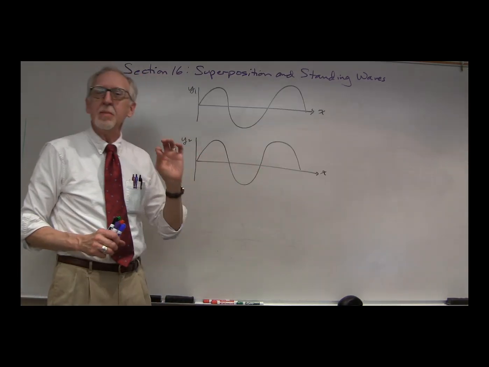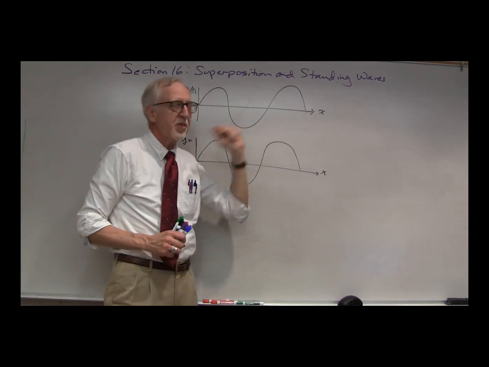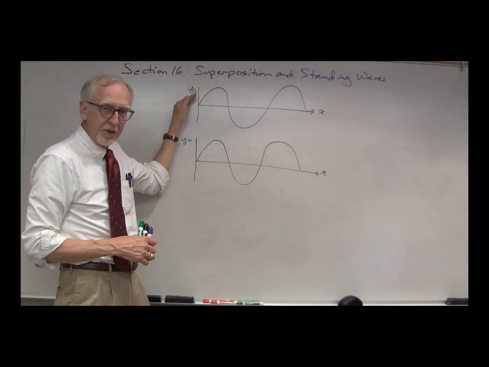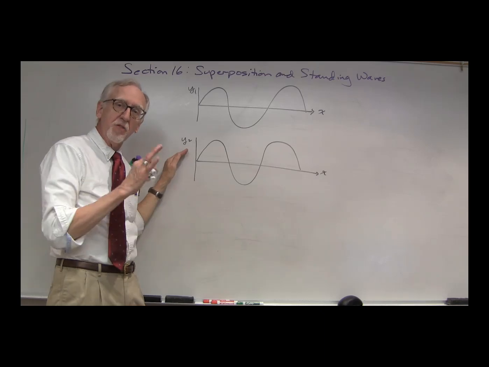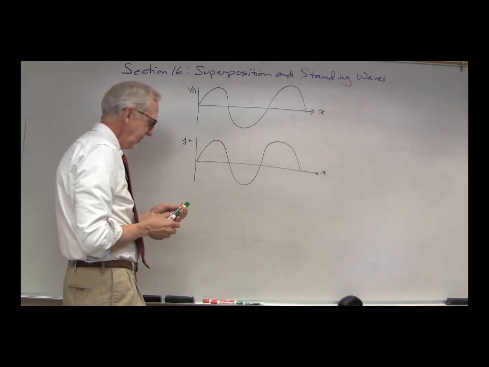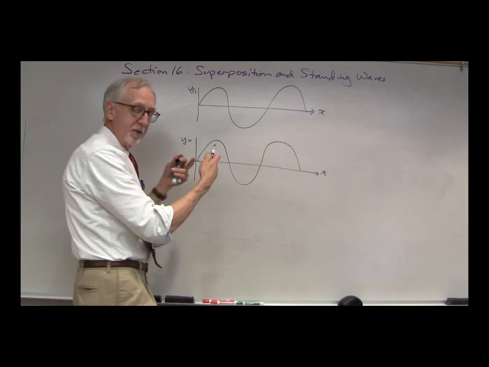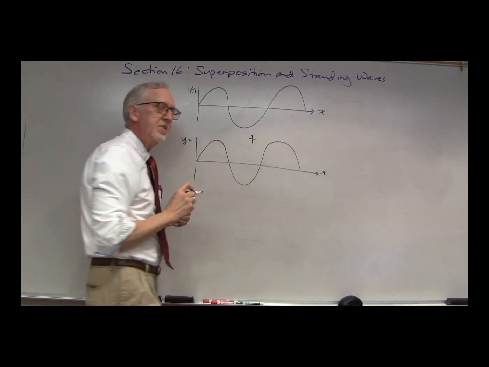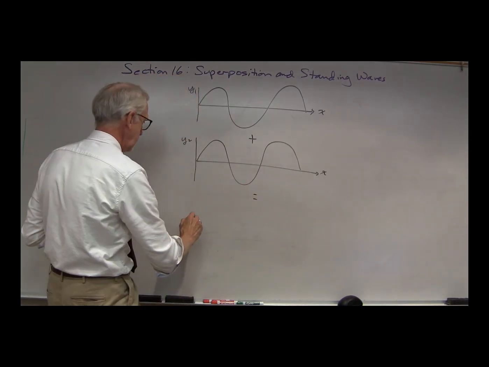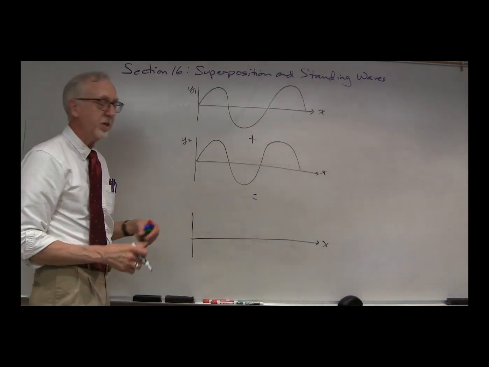Let's imagine at some instant of t, I've graphed y1 and y2 for different values of x. This is what y1 looks like at some specific value of t, and this is what y2 looks like at the same time. Let's imagine they are both occurring in the medium. What happens if we have both of them? All we have to do is add them together. What's the sum going to look like? In other words, what would y3 look like?